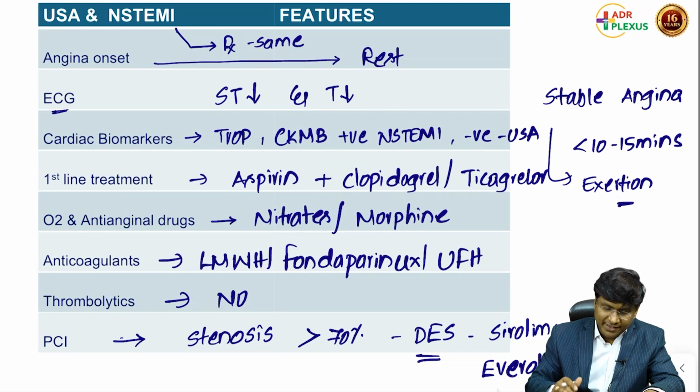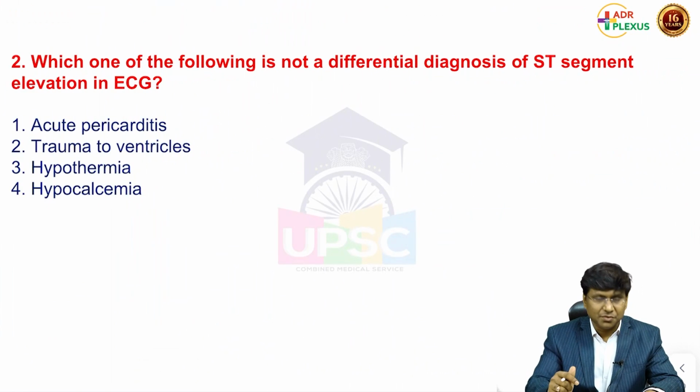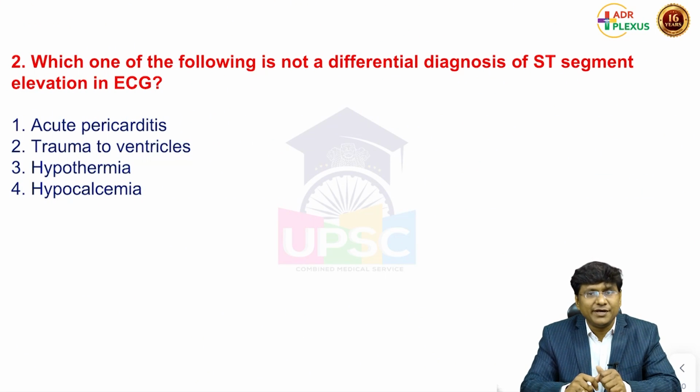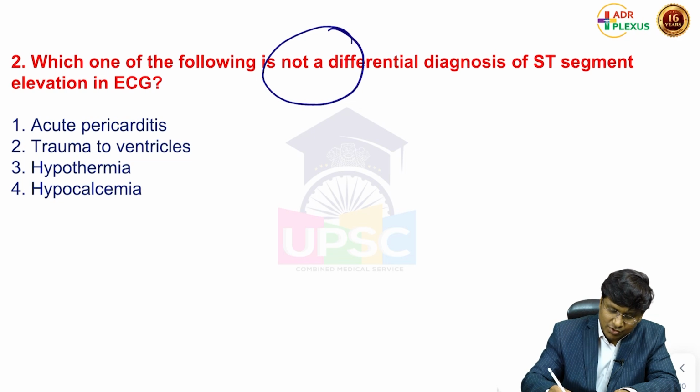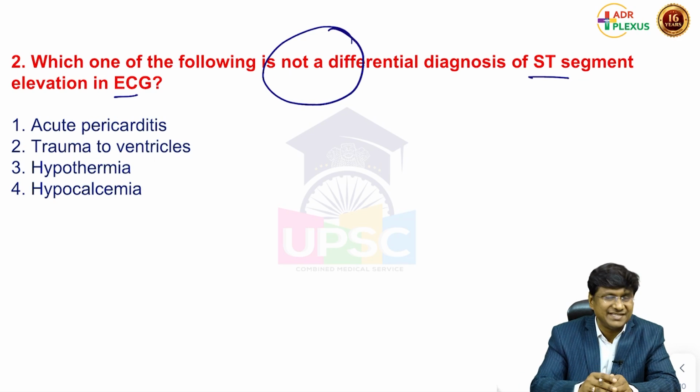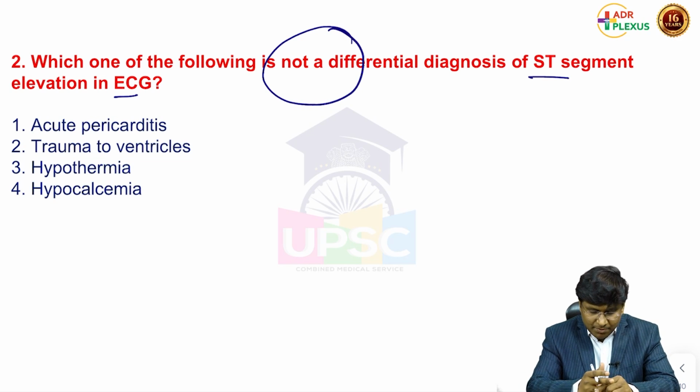Now, that was the first question. Coming on to the next question. Which of the following is not the differential diagnosis of the ST segment elevation in the ECG? Acute pericarditis, trauma to the ventricles, hypothermia, and then hypocalcemia.